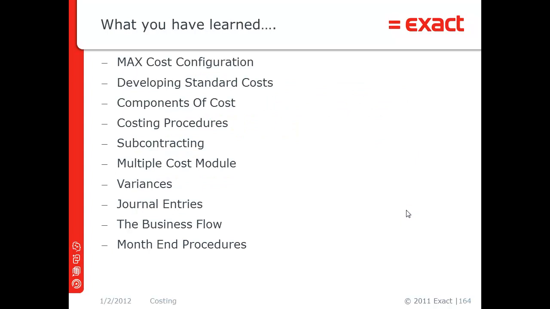Okay, now let's take a look at what we've learned in this session. We learned about Max cost configuration, how to develop standard cost, the components of costing, posting procedures, subcontracting, multiple costs, variances, journal entries, the overall business flow, and month-end procedures.